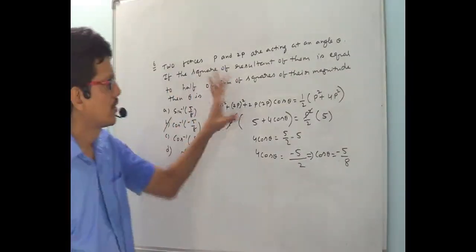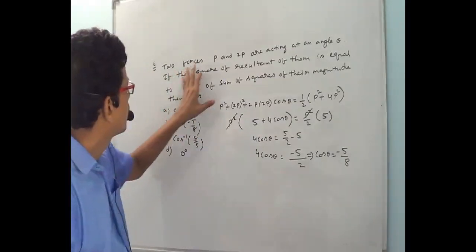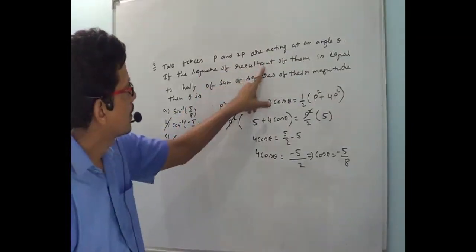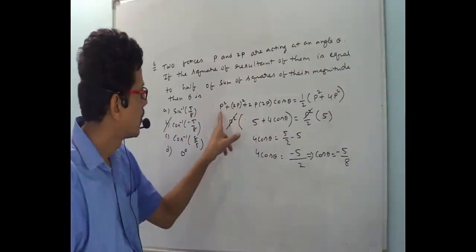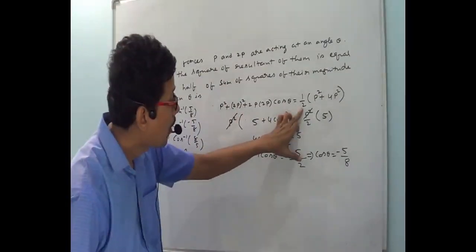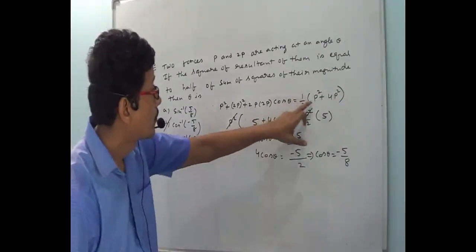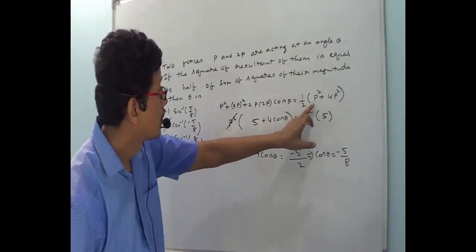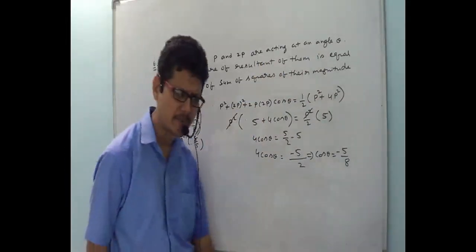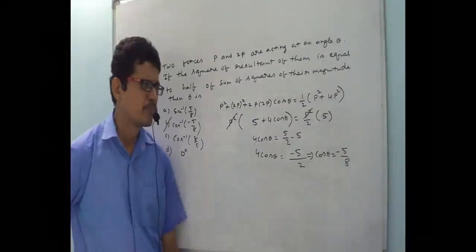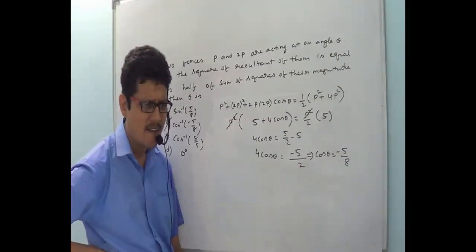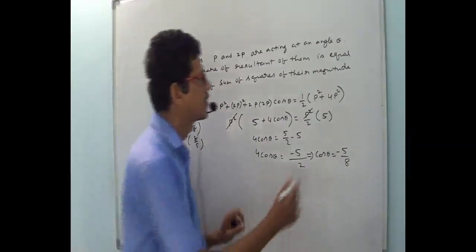So you understood what is the question? Tell me the question. 2 forces P and 2P are acting at an angle theta. If the square of the resultant, so I have not kept any root here. Root I have taken off because square of the resultant, he is saying, is equal to half the sum of squares of their magnitudes. Then we have to find theta. Okay, right. Note it down. Question is like this.